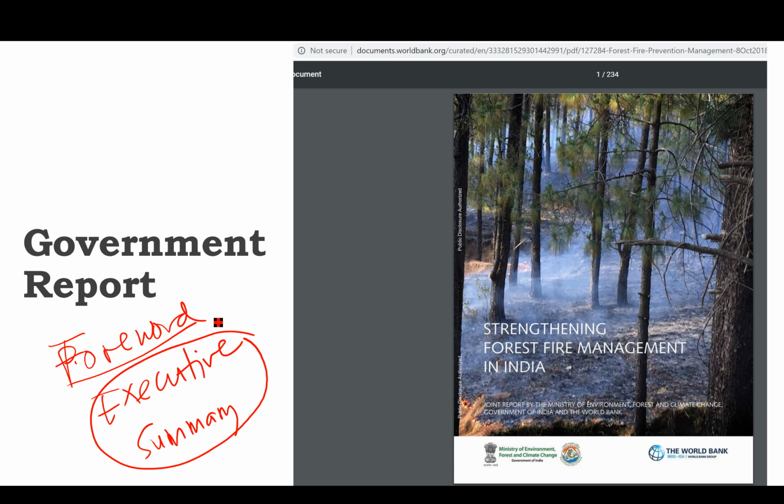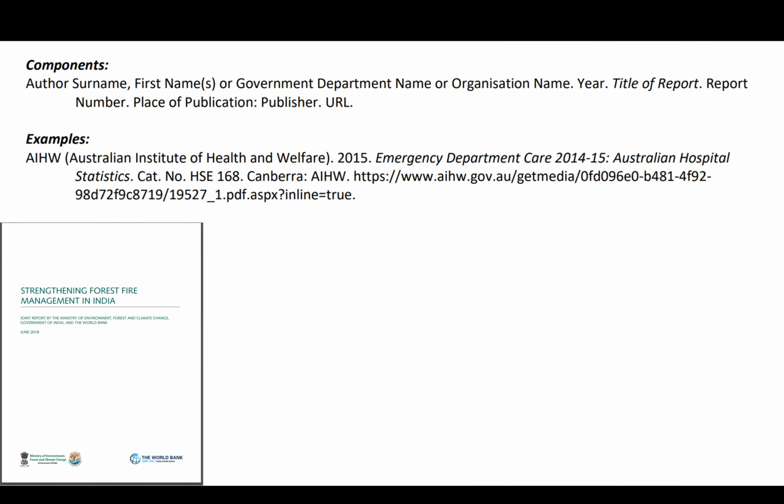It looks very similar to a book, but they have this executive summary. For books, there's no executive summary. Okay, so you must understand this. Same thing: author surname, first name, or government department name, organization, full stop, year, title, report number, place of publication, publisher, URL. Okay, so this is the same thing. Who is the publishing department, the year, the title, and so on and so forth.